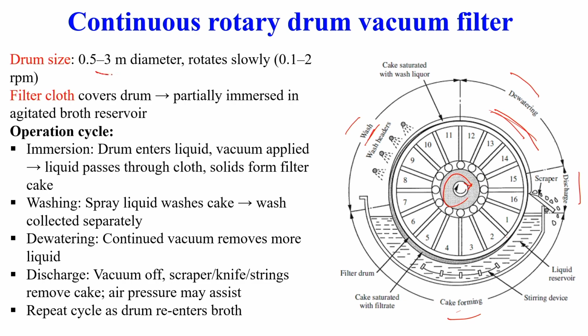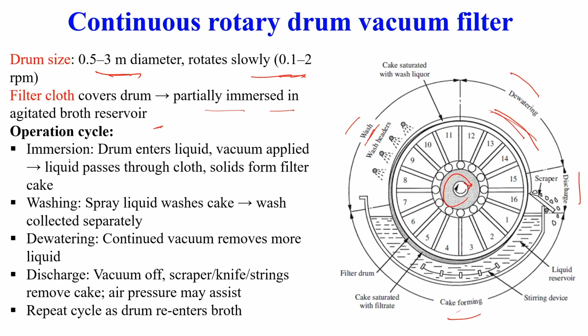The typical drum size can be 0.5 to 3 meter in diameter, and it rotates slowly because you need to give sufficient time for the deposition of cake, 0.1 to 2 rpm. Filter cloth covers the drum, which is partially immersed in an agitated broth reservoir.